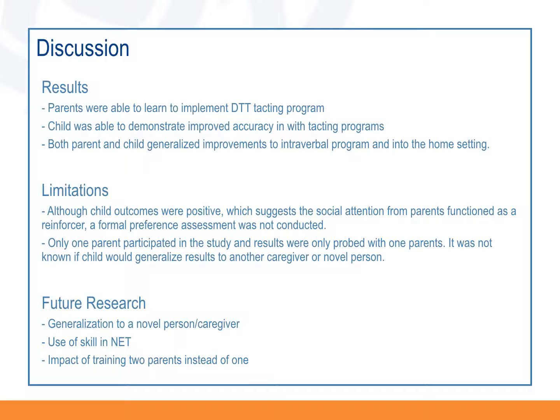Future research ideas are looking at generalization to a novel person and a novel caregiver. We taught tacting and intraverbal skills. Would they be able to generalize them outside of the DTT structure as well? So could they generalize them into NET? And then what would be the potential impact of training both parents instead of training one? And how would that improve child outcomes and improve the generalization ability?